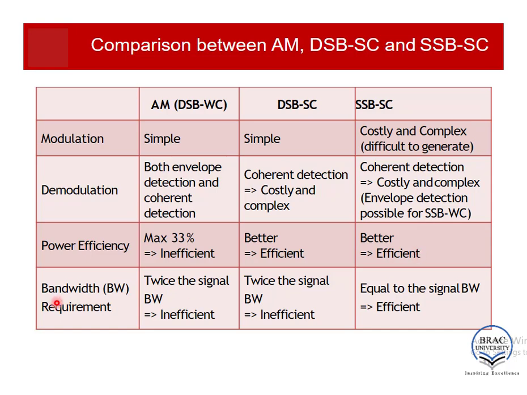Now, bandwidth requirement. DSB-WC and DSB-SC both required twice the message bandwidth, so they were bandwidth inefficient. But in SSBSC, the bandwidth requirement is equal to the message bandwidth, so this is called bandwidth efficient. Finally, we have reached the end. This is actually the end of AM. In the next sessions, we will talk about frequency modulation and other different types of modulation techniques.